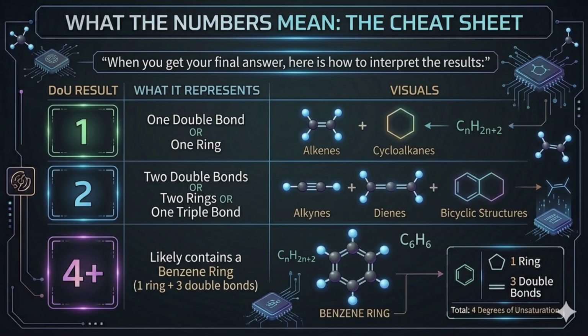Finally, if you see a 4 or higher, that's a huge hint. A result of 4 almost always points to a benzene ring. Why? Because a benzene ring is made of 1 ring plus 3 double bonds. 1 plus 3 equals 4. It's a very common package deal in organic chemistry. Use these numbers as your guide. The formula tells you how many features you have. The cheat sheet tells you what they likely are.